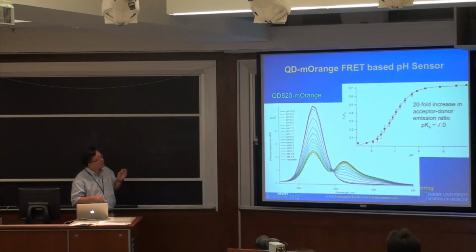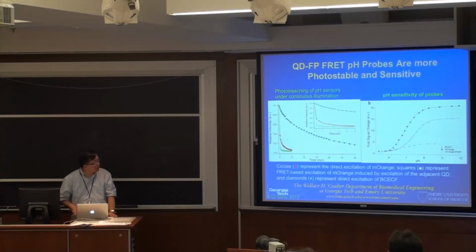The good thing is that the pKa is roughly at 7, and also from pH 6 to pH 8, we have a 20-fold increase of this ratio. That means it's quite sensitive in this case. Then we did studies. This is actually important. I mentioned photobleaching is the issue with many dyes and with fluorescent proteins.